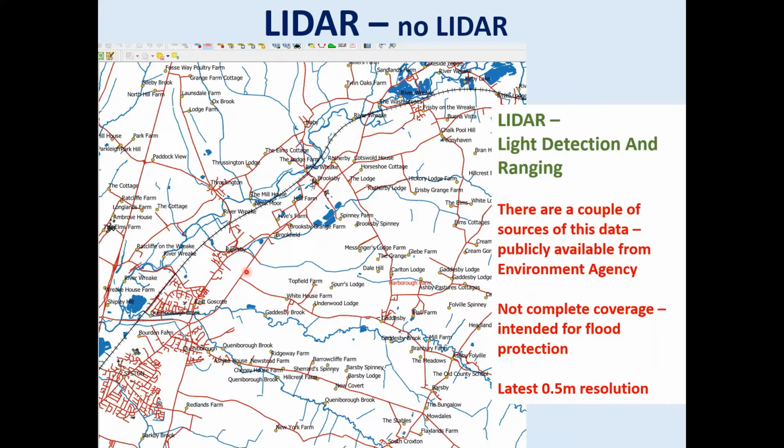Largely it's intended for flood protection. So what the Environment Agency did when they flew the planes to take the LiDAR, they just flew the areas initially that were subject to flooding, and they're gradually filling it in. The other thing is that when they started doing this, probably more than 10 years ago, the technology wasn't as good, and the resolution was about 2 meters per spot, but the latest is now down to 0.5 meter resolution.